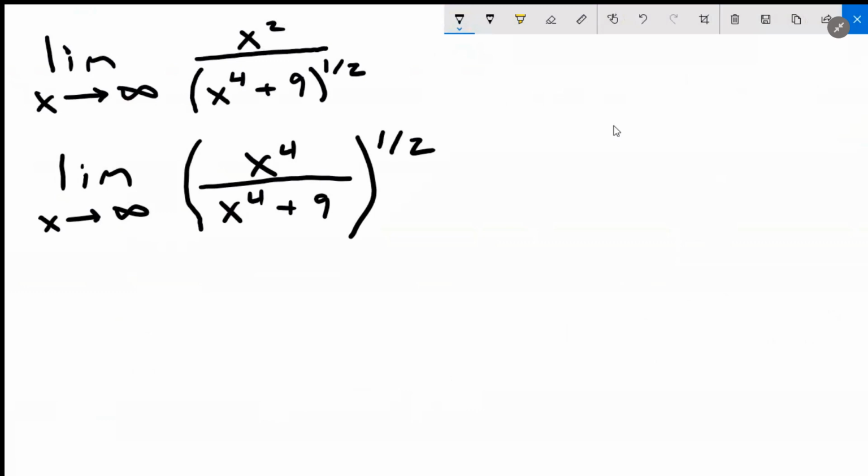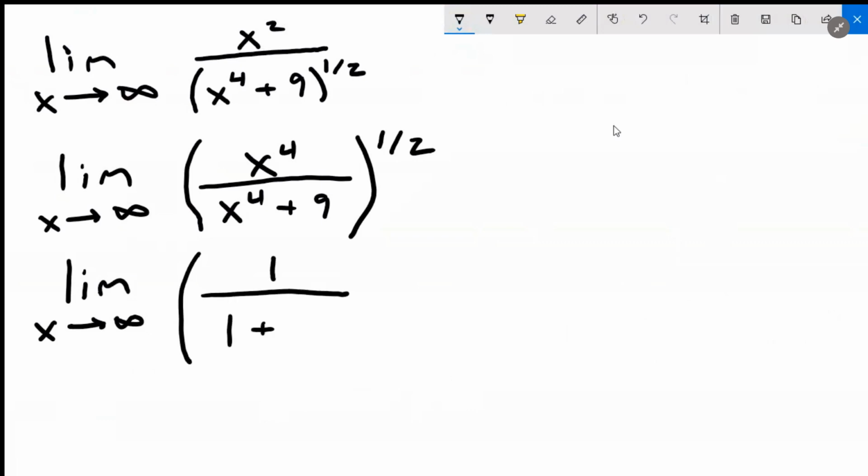And as you can see now, it's already starting to look easier. And now we see we have x to the fourth. So let's just divide everything within here by x to the fourth. And we can do that with fractions. You can divide the numerator by the same term as the denominator. It's perfectly legal. So you have 1 over 1 plus 9 over x to the fourth, and all of that is to the 1/2.